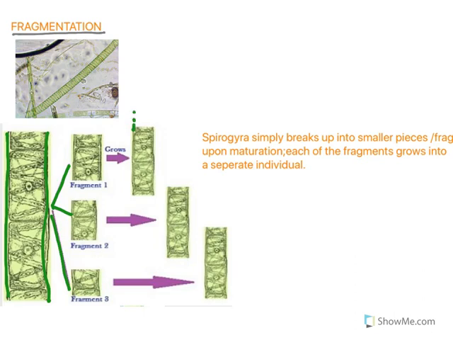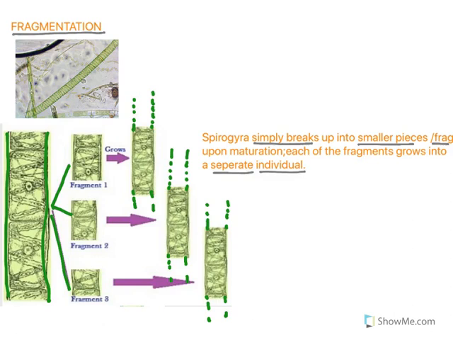And each of these fragments then grows up into a separate individual. A long separate individual, and this is called fragmentation. This method is shown in organisms which have simple body structures. So Spirogyra simply breaks up into smaller pieces or fragments upon maturation. Each of the fragments then grows into a separate individual.